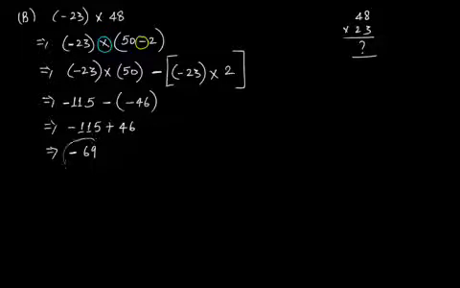This will be the answer. Now let's move to the next one. Minus 35 times minus 98. Think over it, pause the video and think how can you do some arrangements, whether using associative property, commutative property, distributive property, any one of those properties, or using all of those properties. What arrangements can you do to make your multiplication easier? Pause it and think over it.